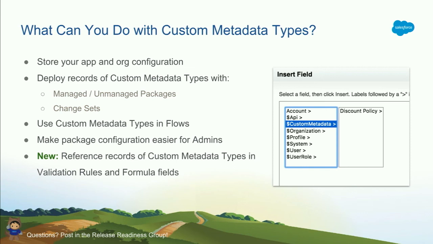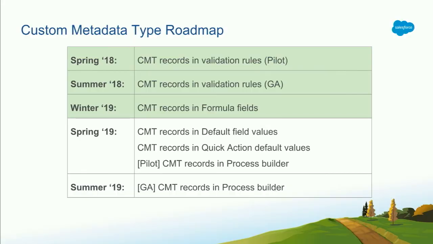Now we're adding some extra capabilities into custom metadata types to support admins even more. So last release, I talked about how we now can reference records of custom metadata types within validation rules. So you can make them completely configurable and powerful, and you can control execution of validation rules from one place. Now we're adding support for formula fields, and that's not it. We have a big roadmap in front of us. And this is where the forward-looking statement applies a lot. So as I mentioned, we delivered validation rules in Summer '18 to GA. We deliver formula field support in Winter '19, and that's going straight to GA, so no more pilot.